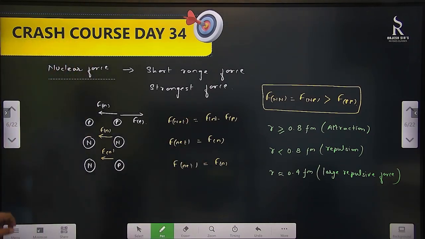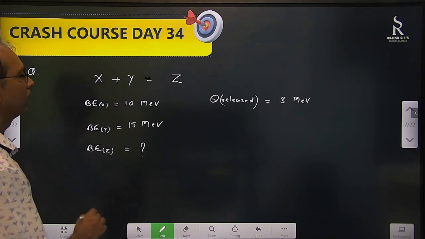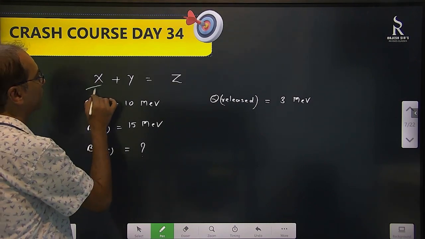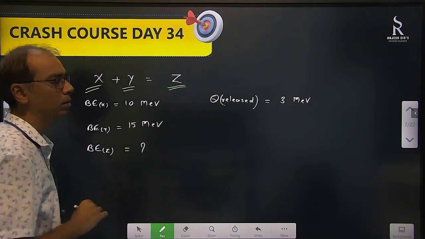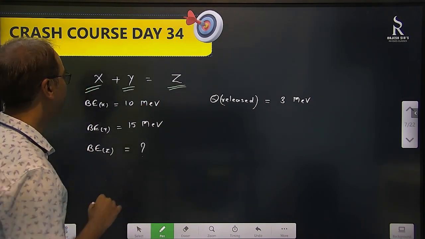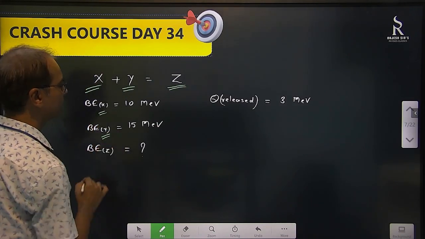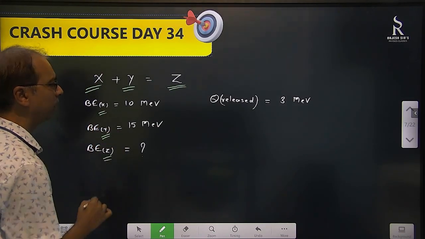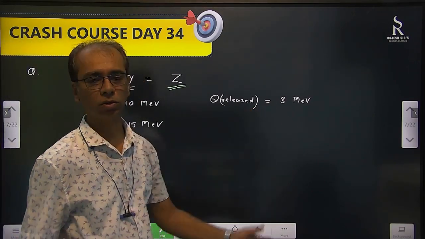Then what else we have? There are some numericals we have. So see, here an element X and element Y are combining to make an element Z. Binding energy of X is 10 MeV, binding energy of Y is 15 MeV, binding energy of Z we have to find. And how much energy is released is also given to us.